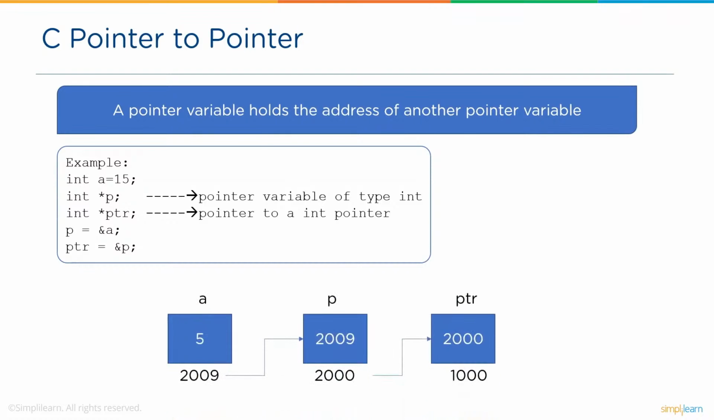So here variable a is holding a value 5 at the address 2009, and the pointer variable p is holding the address of variable a. Another pointer variable ptr is holding the address 2000 of the integer pointer variable p. Hope you got a clear idea of how pointer to pointer in C works.